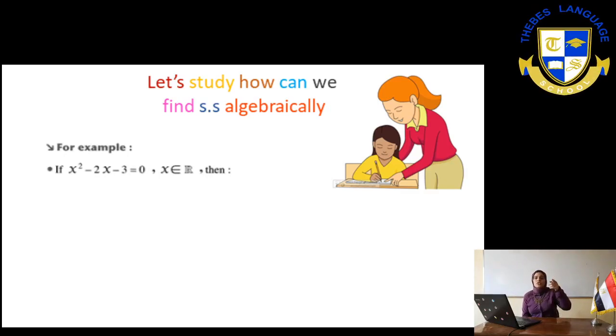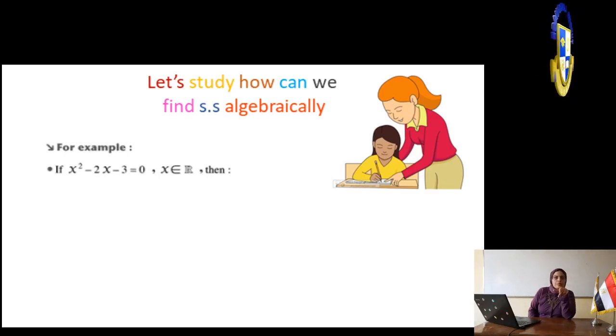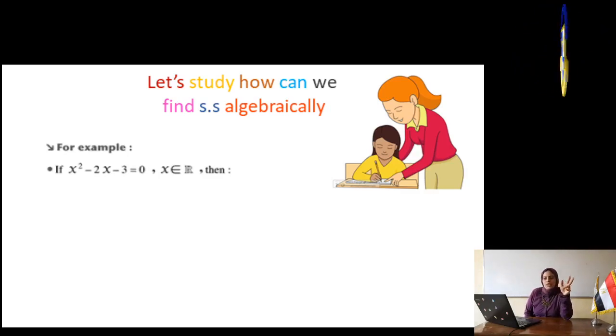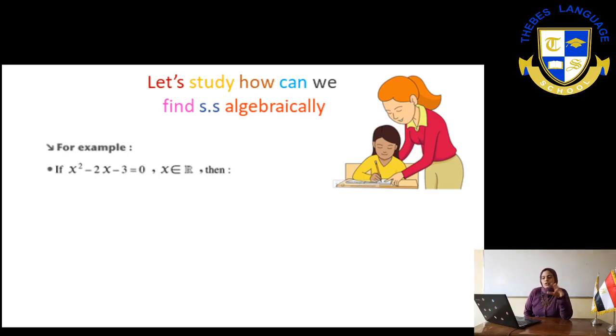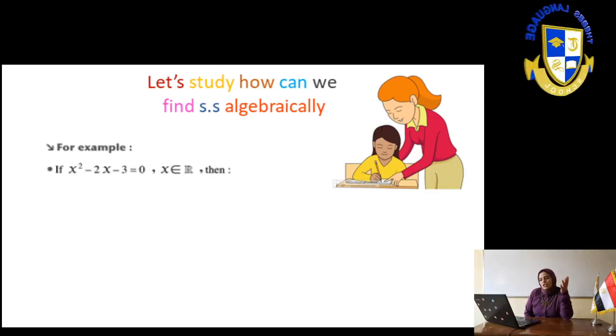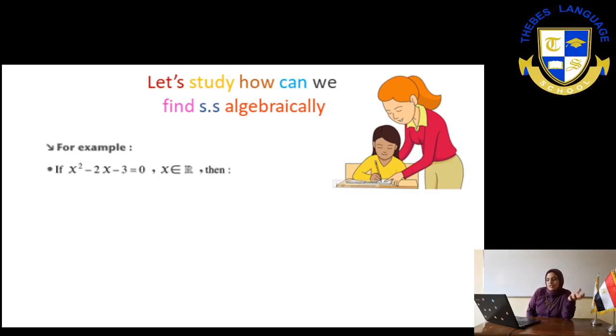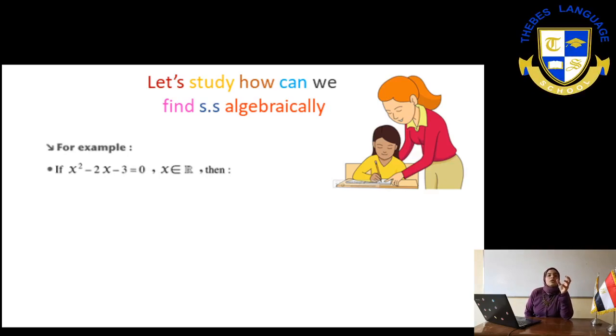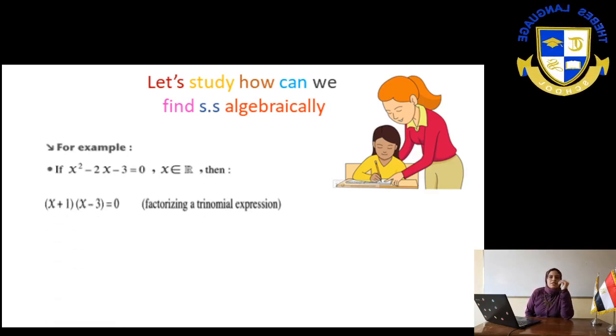To find the solution set, we studied before in prep 2 how to find the solution set of the quadratic equation by factorization. I will factorize the equation into x plus 1 and x minus 3 to get two values of x, which is negative 1 and 3. So the solution set here is negative 1 and 3. But what about if the expression can't be factorized?